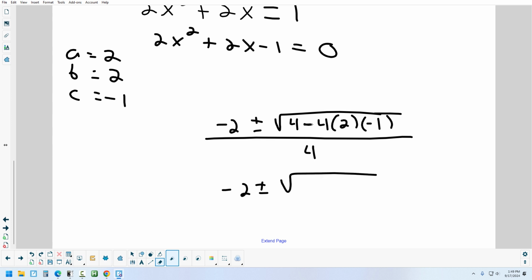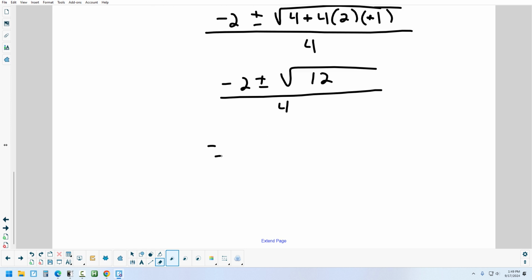Now we're going to be subtracting a negative. What happens when you subtract a negative? You're adding. Yep. That's going to become addition, just because it's minus a minus. What's 4 times 2? 8. Times 1? 8. Still 8. And what's 8 plus 4? So that gives me 12.